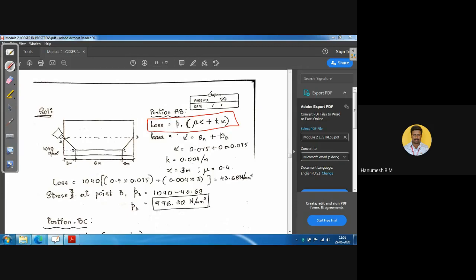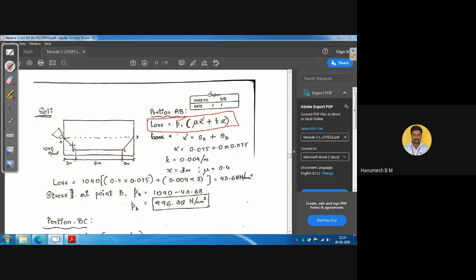From A to B, the equation is the same. From B to C, the equation is the same. From C to D, the equation is the same. The only things that will change are the P naught value, alpha value, and X value. Mu and K remain constant for all the portions. For portion AB, mu is the same, K is the same, when compared with the portions BC and CD. That is for portion AB, portion BC, and portion CD. What will change is P naught, alpha, and also X.